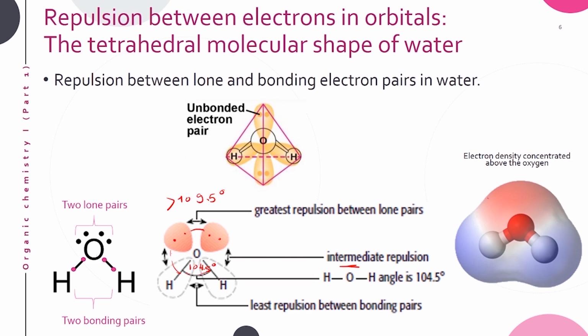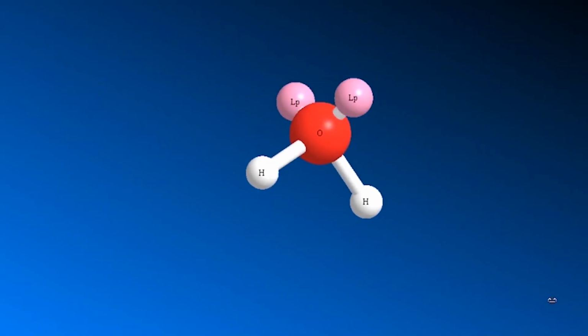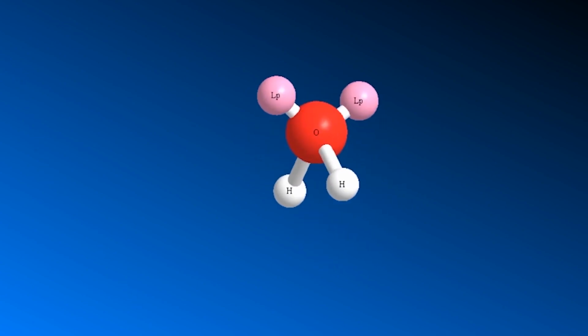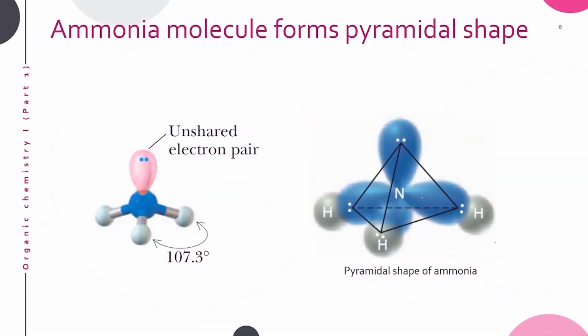If you look at the electron density shape on the right, you will find that electron density is concentrated on the oxygen lone pairs. Here is the ball and stick model, which shows that the angles around the oxygen are not equivalent. Let's try to predict the shape of the ammonia molecule. It has 3 hydrogen atoms bonded to a nitrogen atom that carries 1 lone pair.